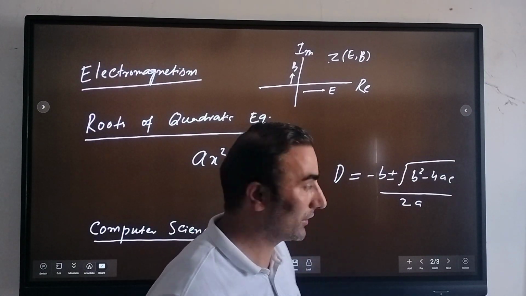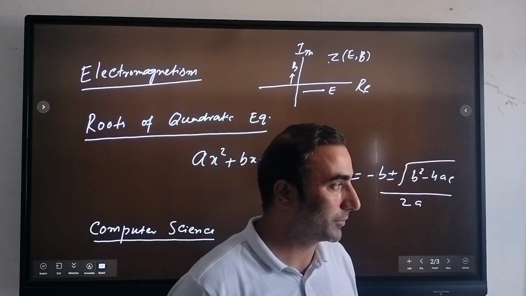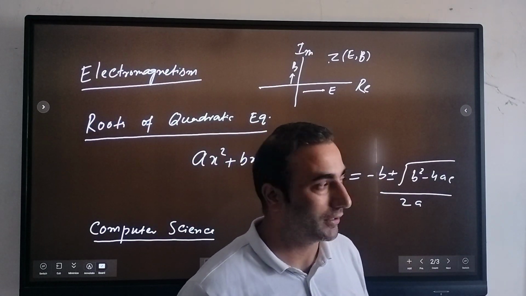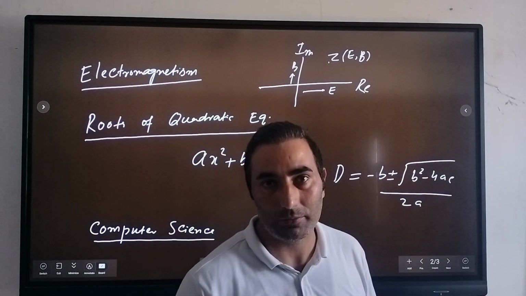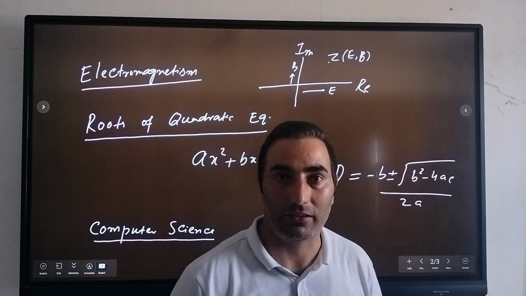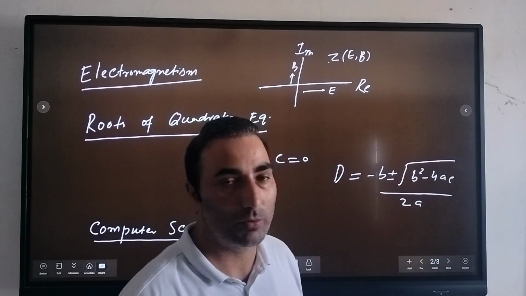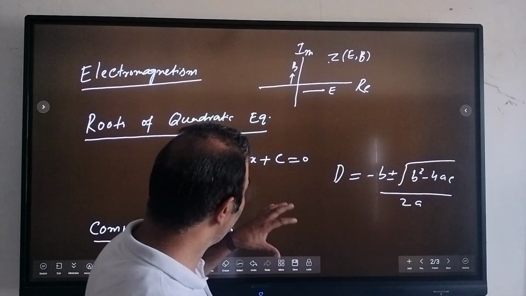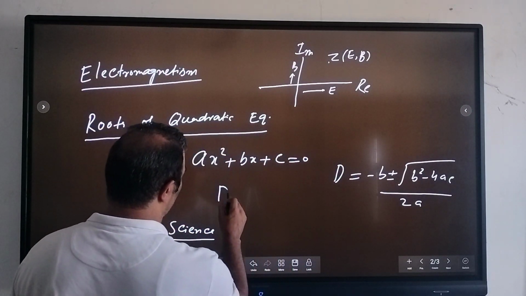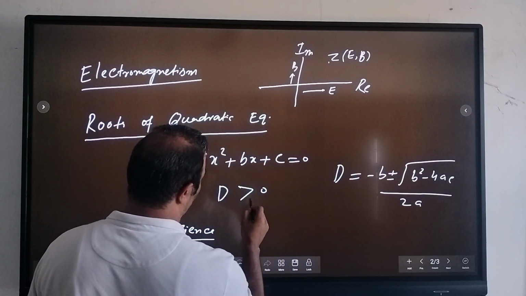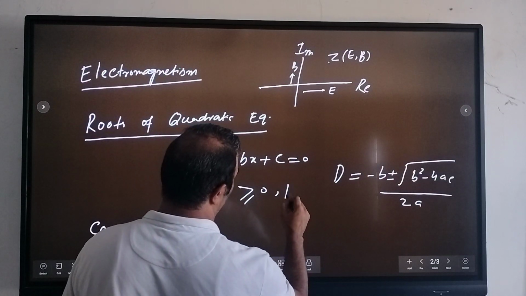Then it's a quadratic equation, because otherwise the square term will vanish, so it doesn't become a quadratic equation, right? So the necessary condition is that A should be non-zero. Now, in addition to that, if our discriminant is greater than 0 or equal to 0, then the roots will be real.